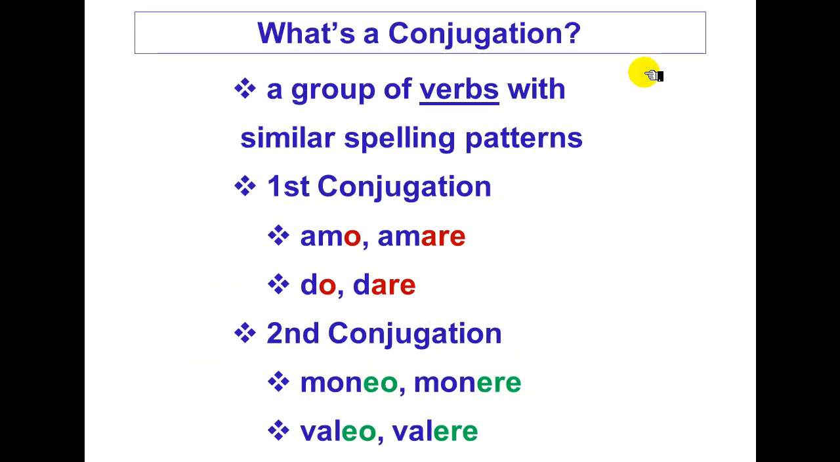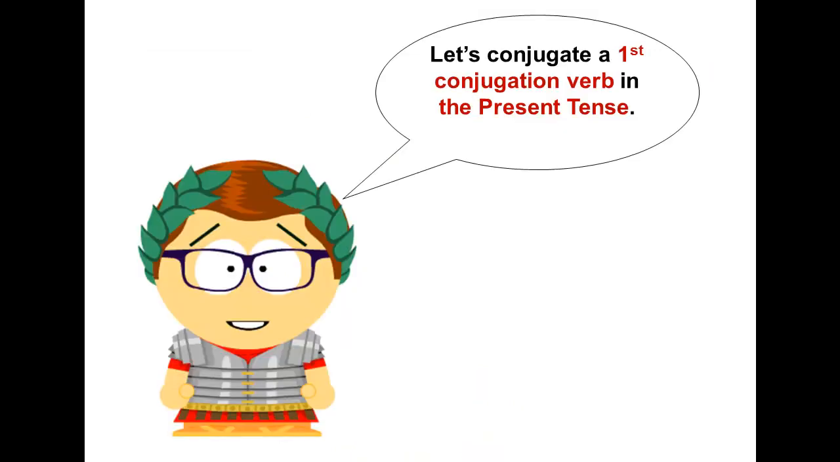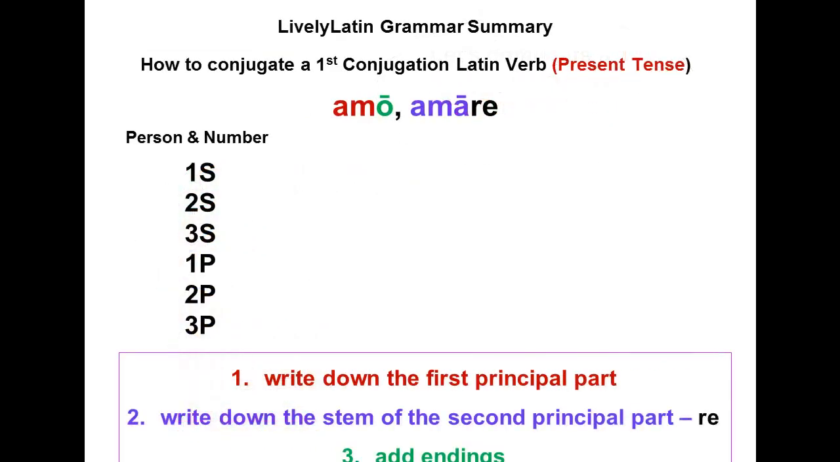In Big Book 1, we also deal with the subject of conjugations. A conjugation is a group of verbs with similar spelling patterns. And in Big Book 1, we deal with two conjugations. These are called first conjugation, amo, amare, do, dare. All first conjugation verbs have this o, are pattern. And second conjugation verbs. All second conjugation verbs have this eo, ere pattern. Moneo, monere, valeo, valere.